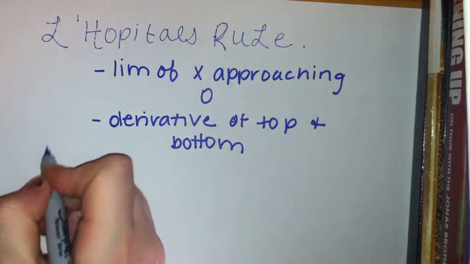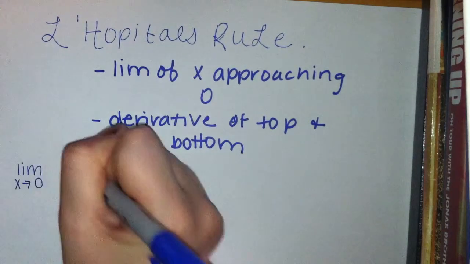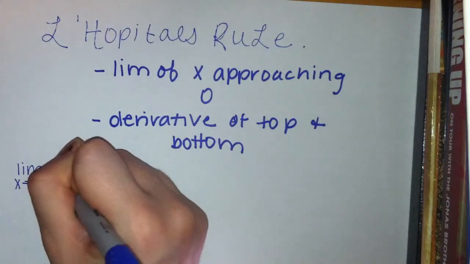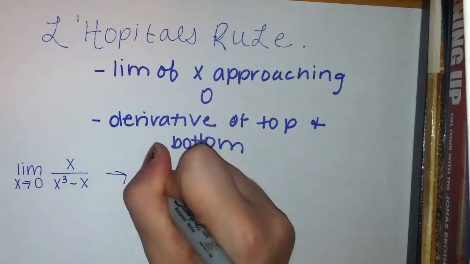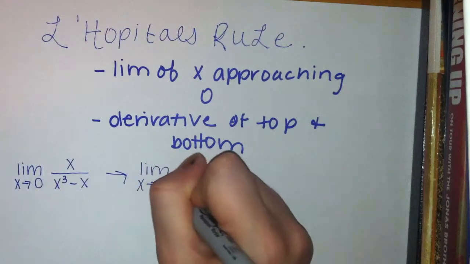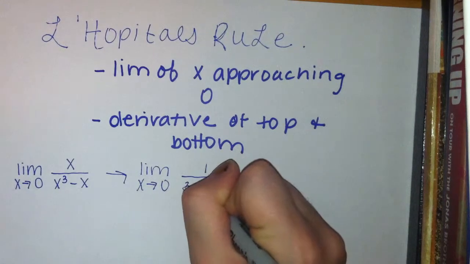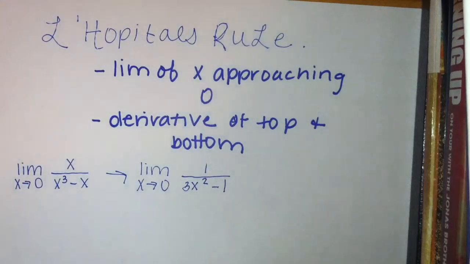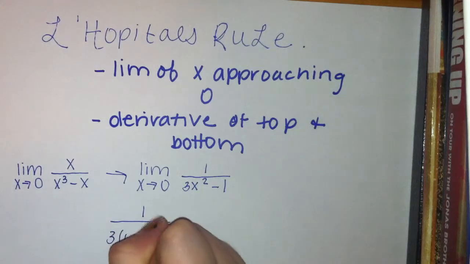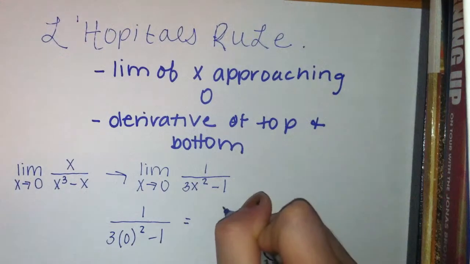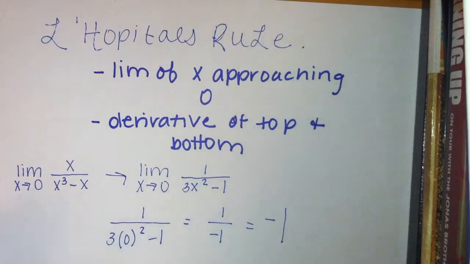To understand the rule better, let's look at an example. Here we have the limit of x approaching 0 of x over x cubed minus x. Now if we put in 0 into this limit, we'll get 0 over 0, which doesn't help us much. We can rewrite the limit now using the rule to equal 1 over 3x squared using the chain rule minus 1. Now this time if we put 0 in, we get 1 over 3 times 0 squared minus 1, which equals 1 over -1. So the limit actually equals -1.